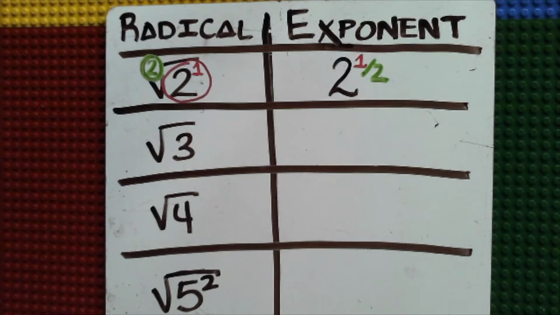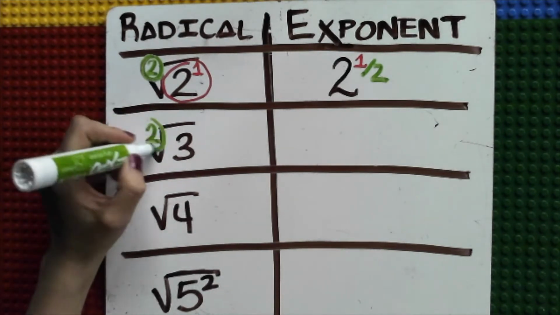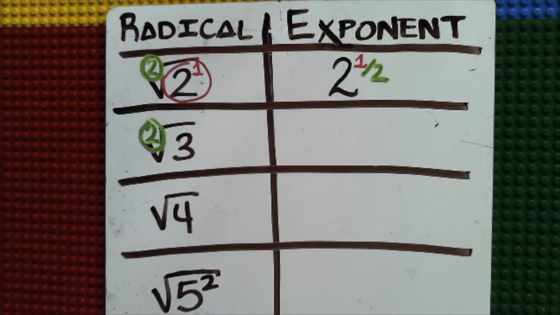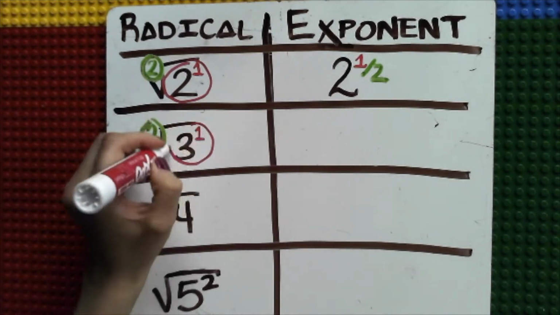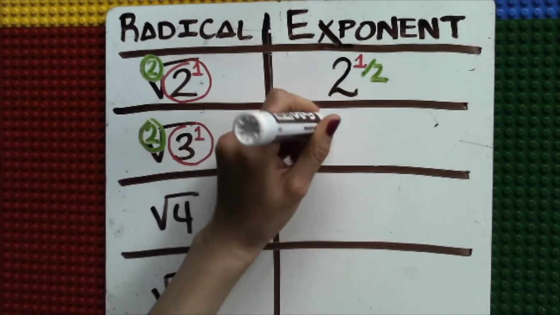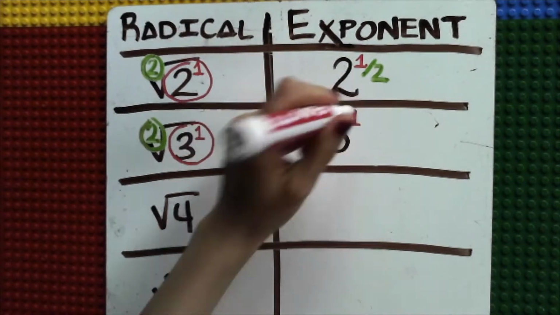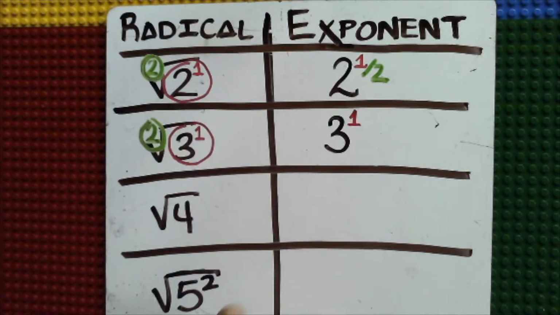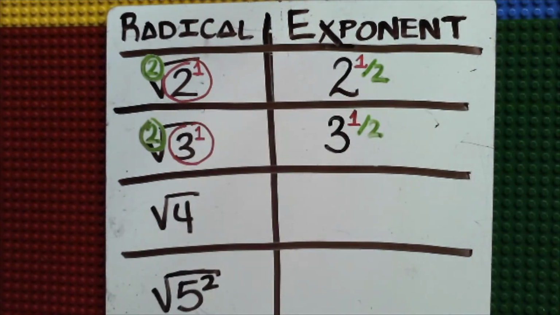Let's take a look at the square root of 3. There is no index, so we assume it to be 2, and there is no exponent, so we assume it to be 1. 3 to the first power, the radicand, divided by the index, which is 2, is our final answer. The square root of 3 is equivalent to the exponential fraction 3 to the 1/2.